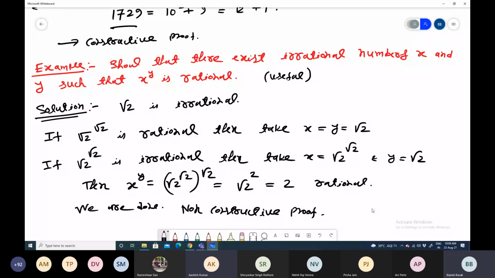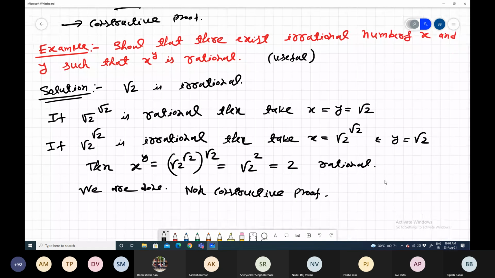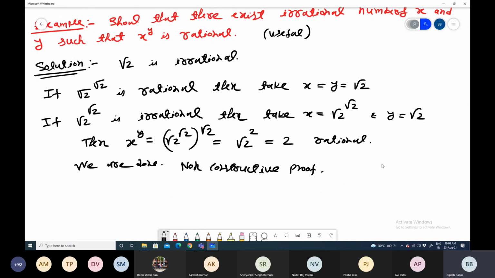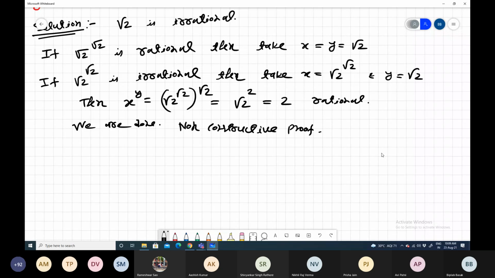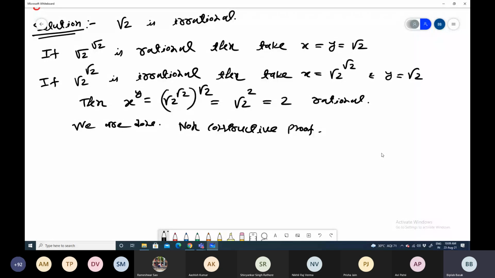So this kind of proof is very easy, right? Suppose you need to prove that root 2 power root 2 is rational, then you have to do some manipulation. Maybe you first assume it is rational, then you will find a contradiction. But you don't have to do all of this stuff here. So sometimes the non-constructive proof is very useful. But that will not work when you need the uniqueness proof. So this is the last type of proof, uniqueness.